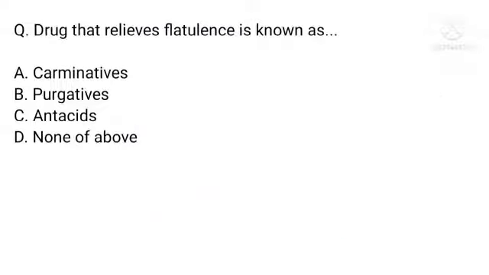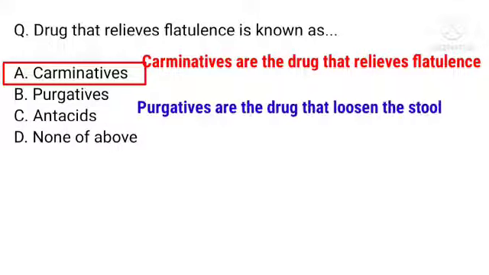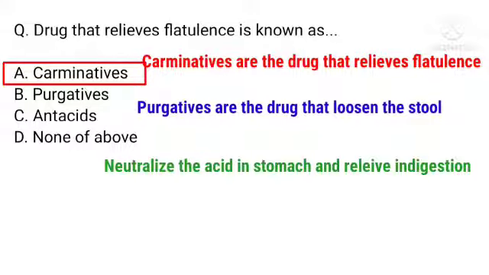Drug that relieves flatulence is known as: A. Carminatives, B. Purgatives, C. Antacids, D. None of the above. And the right answer is A. Carminatives. Carminatives are the drugs that relieve flatulence. Purgatives are the substances that loosen the stools and increase the bowel movements. Antacids are medicines that neutralize the acids in the stomach to relieve indigestion and heartburn.